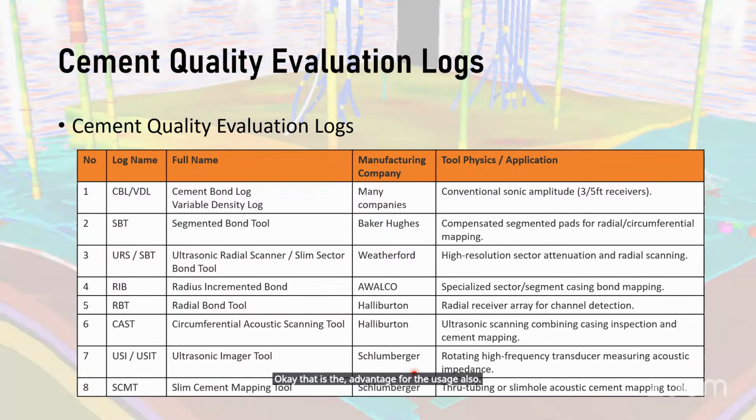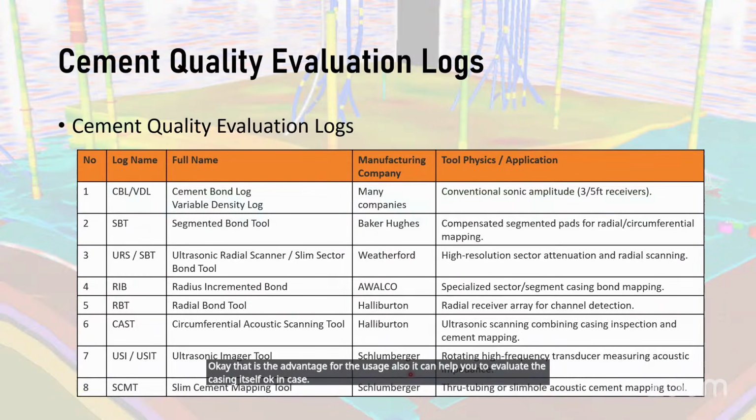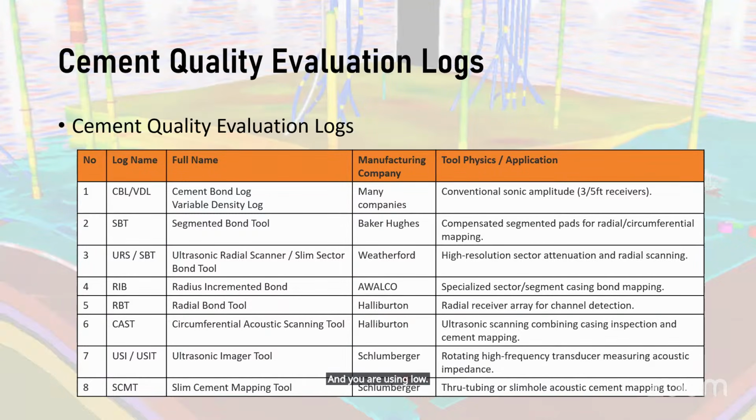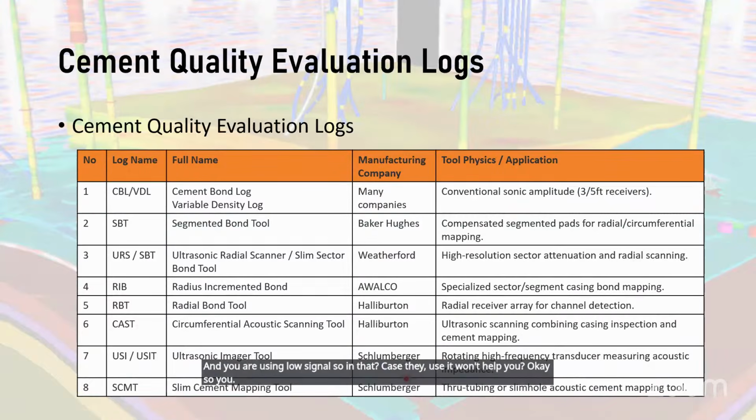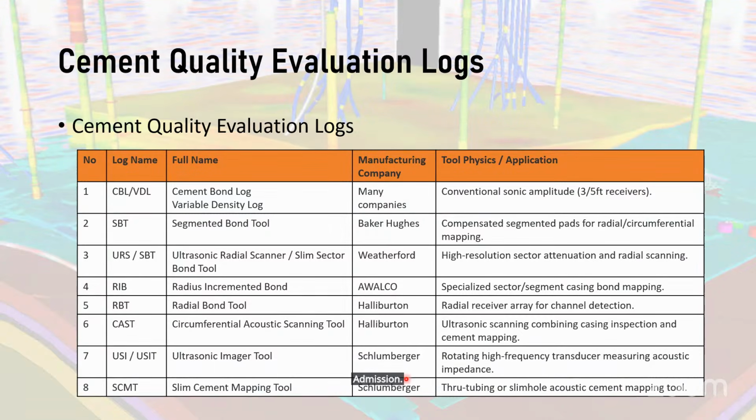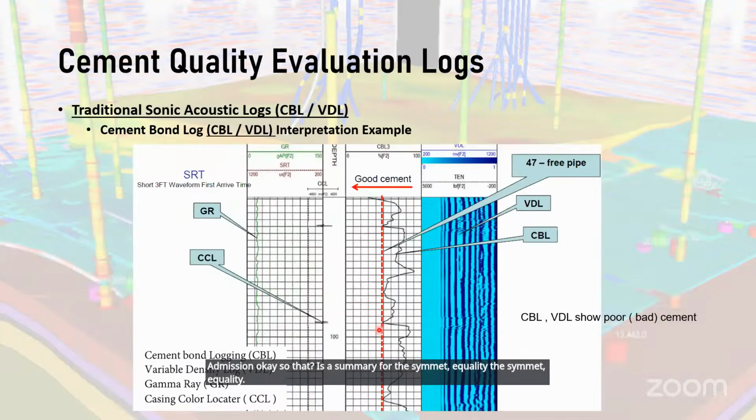Also, it can help you to evaluate the casing itself. In case you are unlucky and you are having a depleted reservoir and you are using a low weight cement, then in that case the USIT won't help you. So you will go to the last level for the cement quality evaluation logs, which will be the IPC, which measures another property that is called the flexural attenuation. So that is a summary for the cement quality evaluation logs.